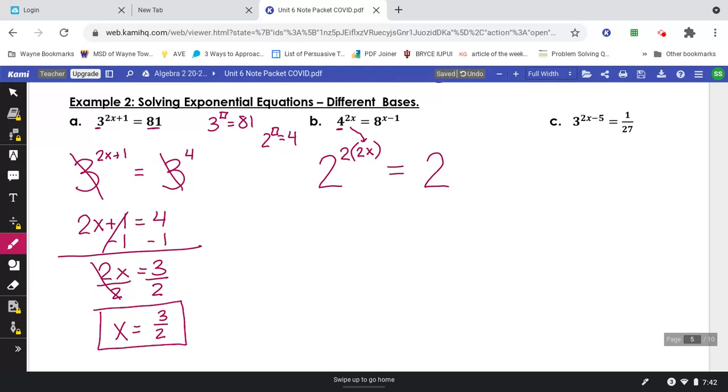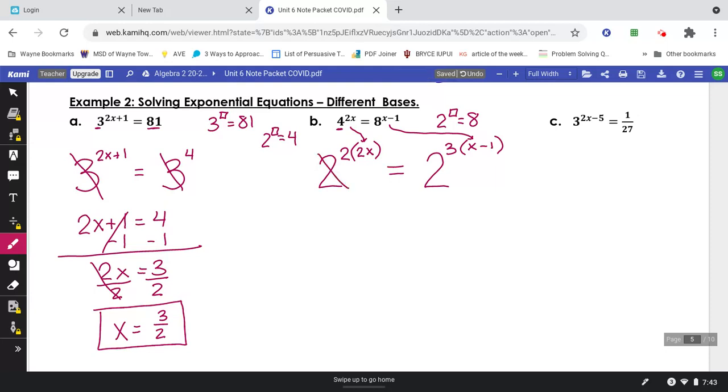All right, let's figure out the other side. 2 to what power is 8? How many 2's need to be multiplied together to make 8? That would be 3. So 2 to the third is 8. And then again, any exponents that were already there, we just have to bring them down into a parenthesis. All right, that's a challenging part.